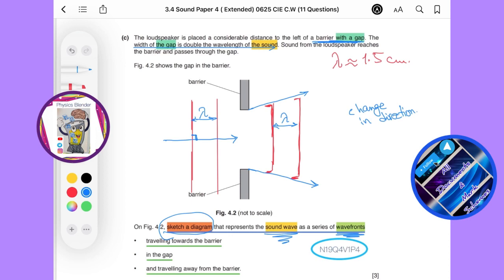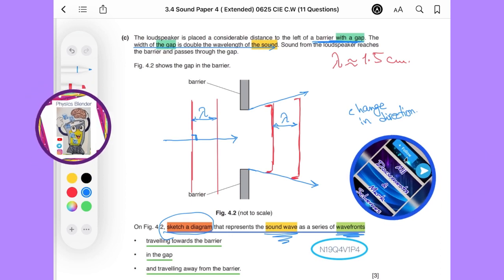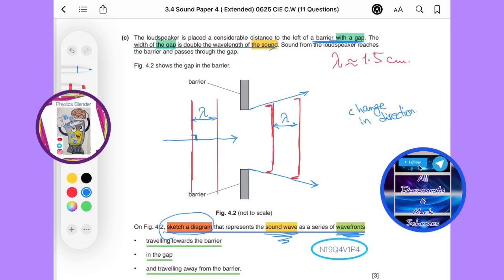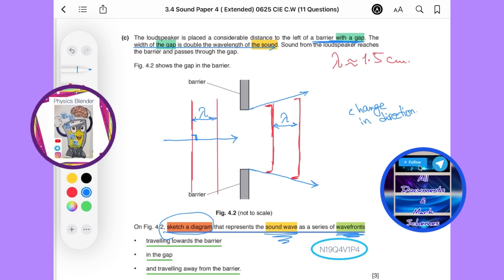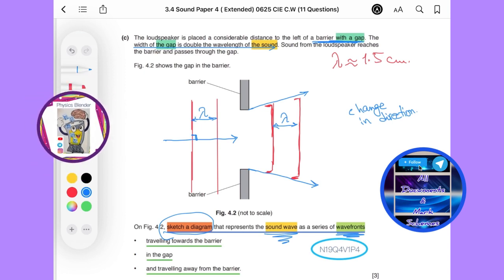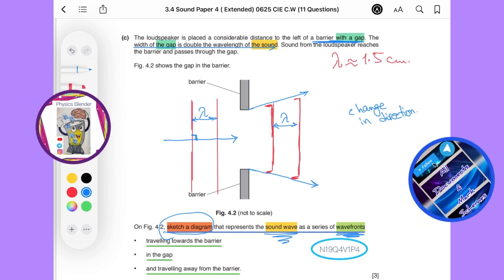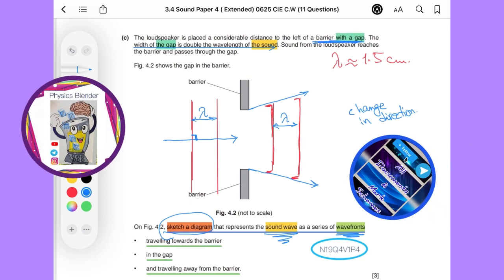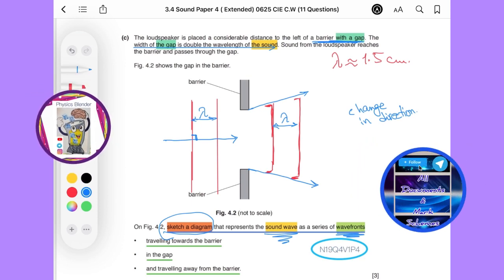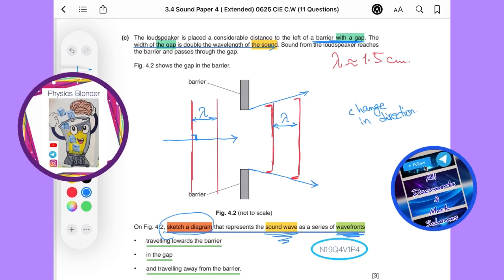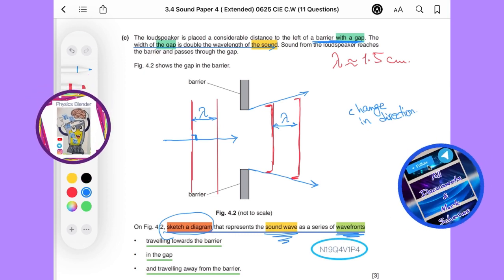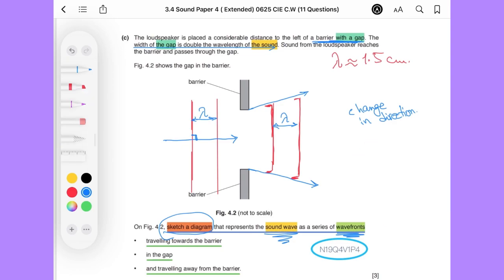We have circular wavefronts if the dimensions of the gap are equal to or less than the wavelength of the wave. Okay, or approximately. We have clear diffraction if the dimensions of the gap are almost equal to the wavelength of the wave. Okay.